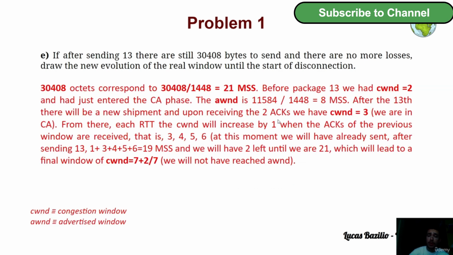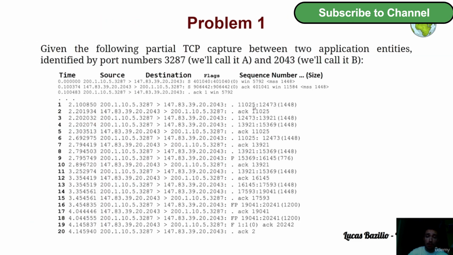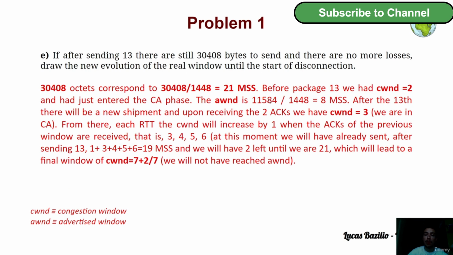What is important to mention here is the advertised window, as we know in the TCP frame, in this TCP dump capture. The advertised window is this value, 11,584. We already explained in the previous question, question D, that this win that we see here on the capture represents the advertised window. The advertised window has this value in bytes. If we want to know how many maximum segment sizes it occupies, we can just divide this by the value of a maximum segment size. So the advertised window is 8 maximum segment sizes.